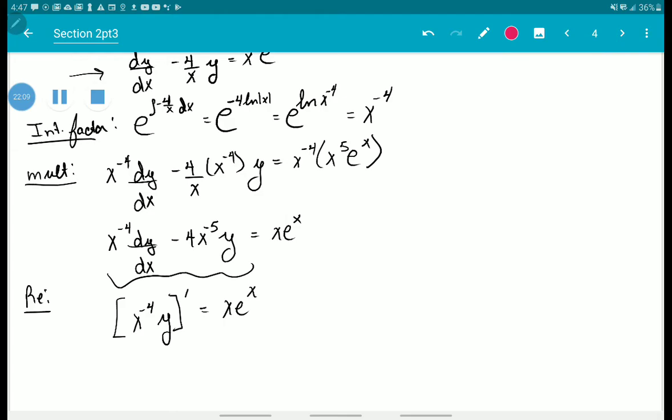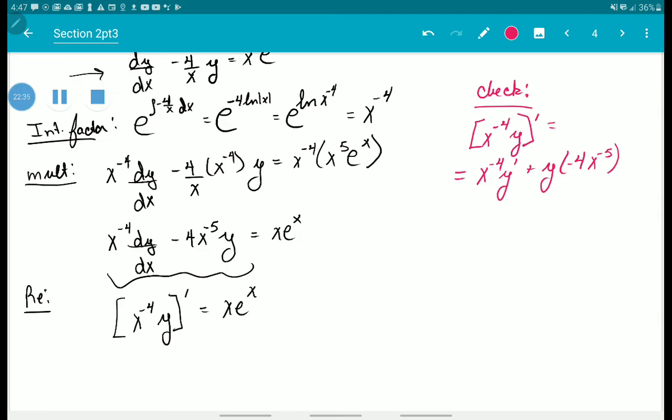You always want to check it. So I'm going to check it over here on the right-hand side. Is this equivalent to this? That's what we're asking. So if I were to take the derivative of what's inside the brackets, first function times derivative of the second plus second times the derivative of the first. Is this equivalent to this? The answer is yes, so we know we have integrated that properly.